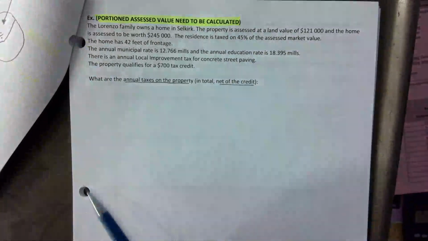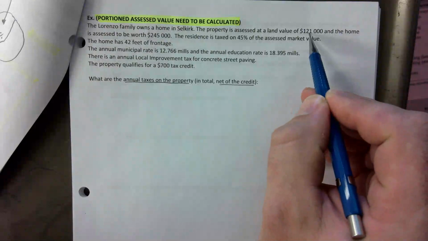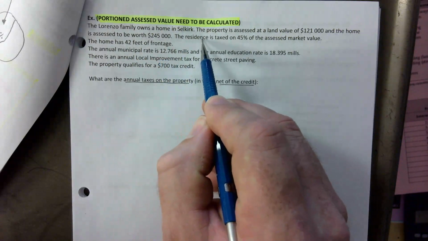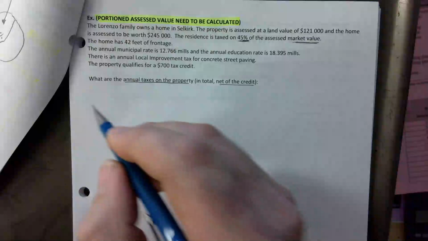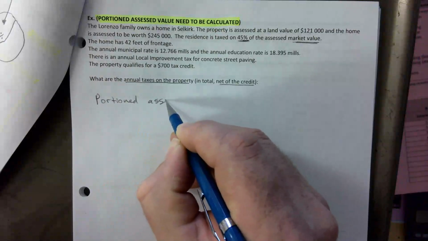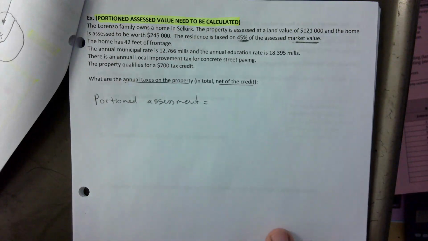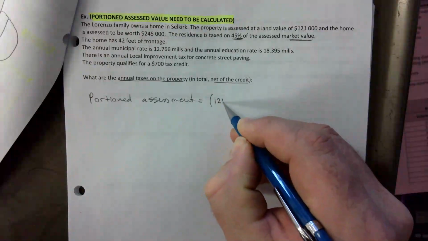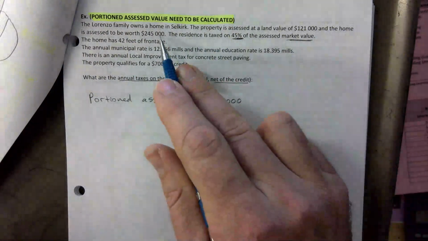So, the Lorenzo family owns a home in Selkirk. The property is assessed at a land value of $121,000 and a home value of $245,000. The residence is taxed at 45% of the market value. So guess what? Before you even start, you need to have this portioned assessment. After this, it's the same as what we've done on the previous page. It's kind of weird: it gives you the land, what the property is built on, and the house, right?